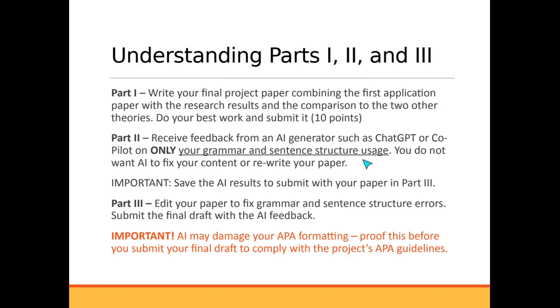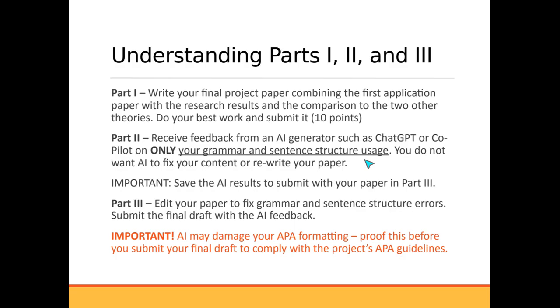And then you just put your paper in there and you tell AI what you want it to do, what you want it to look for in your paper. The only thing I want you to tell the AI generator to do with your paper is to just give feedback on your grammar and sentence structure, and that's all. I can't say that any more clearly. Nothing else, just your grammar and sentence structure.